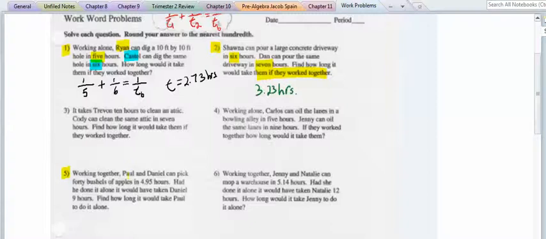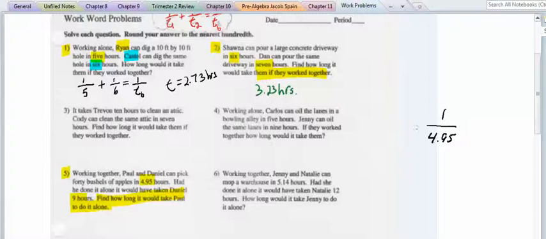It says, working together, Paul and Daniel can pick 40 bushels of apples in 4.95 hours. Had he done it alone, it would have taken Daniel 9 hours. The question on this is a little bit different. It says, how long would it take Paul to do it alone? Alright, so it's the same formula though, but now we've just got a little bit different setup. Okay, it says that Paul and Daniel can pick 40 bushels in 4.95 hours.